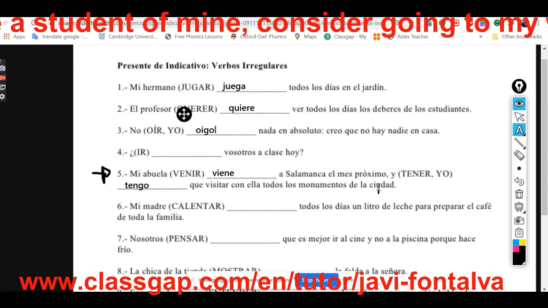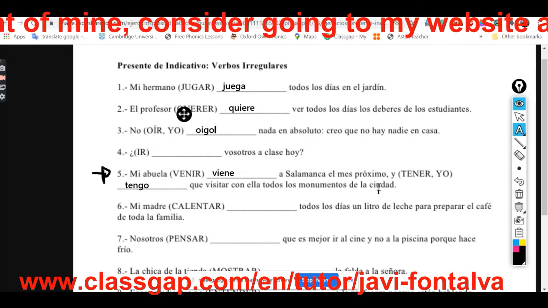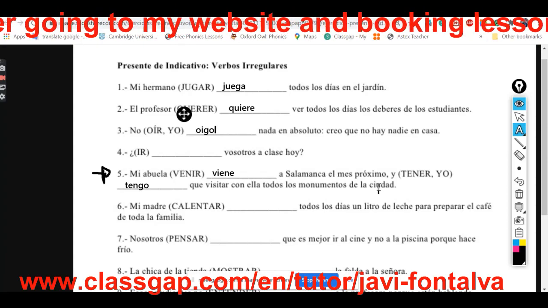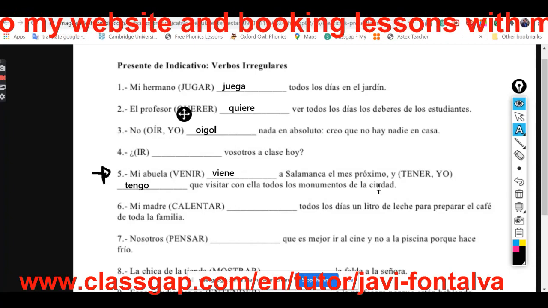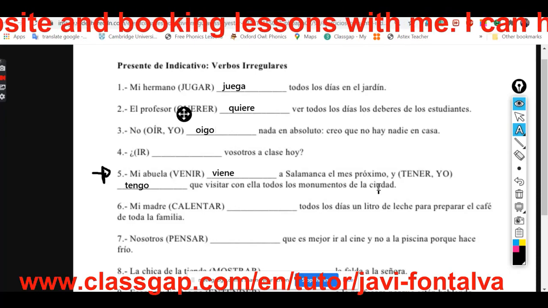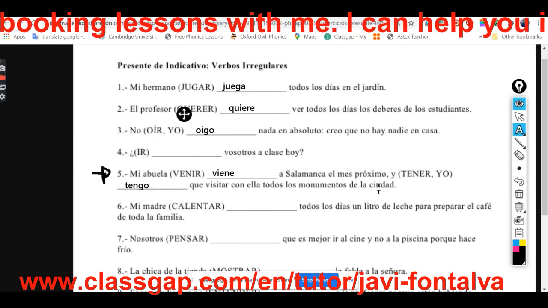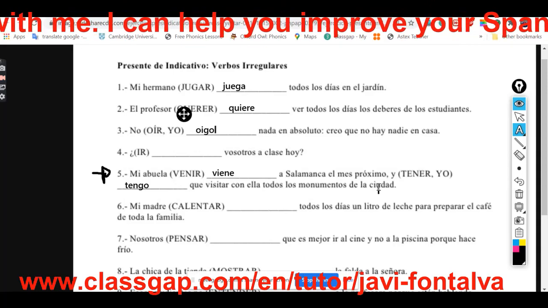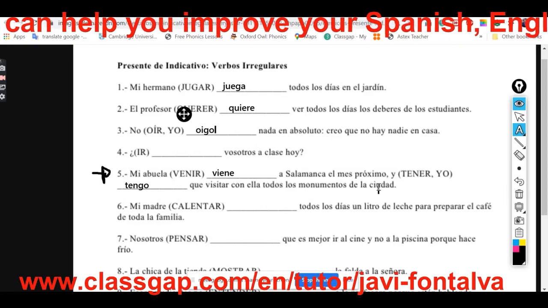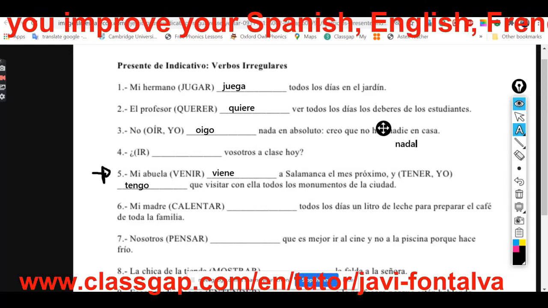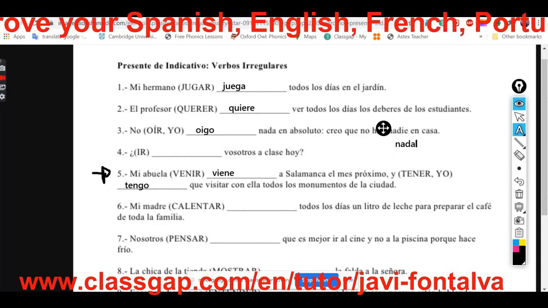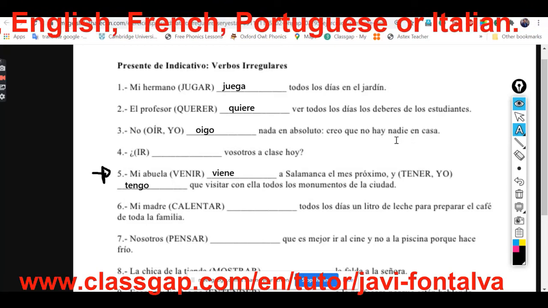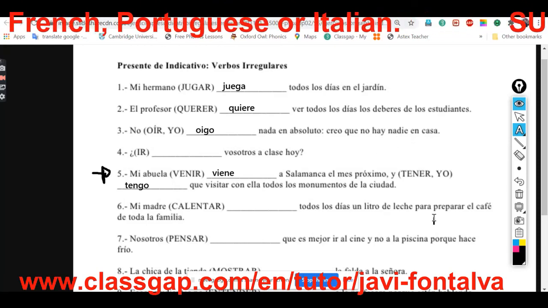What does this mean? I don't hear anything at all. I think there is nobody in the house. Nothing, nobody. Okay. So the word for nothing is nada. Nada, nothing; nadie, nobody. There you are.